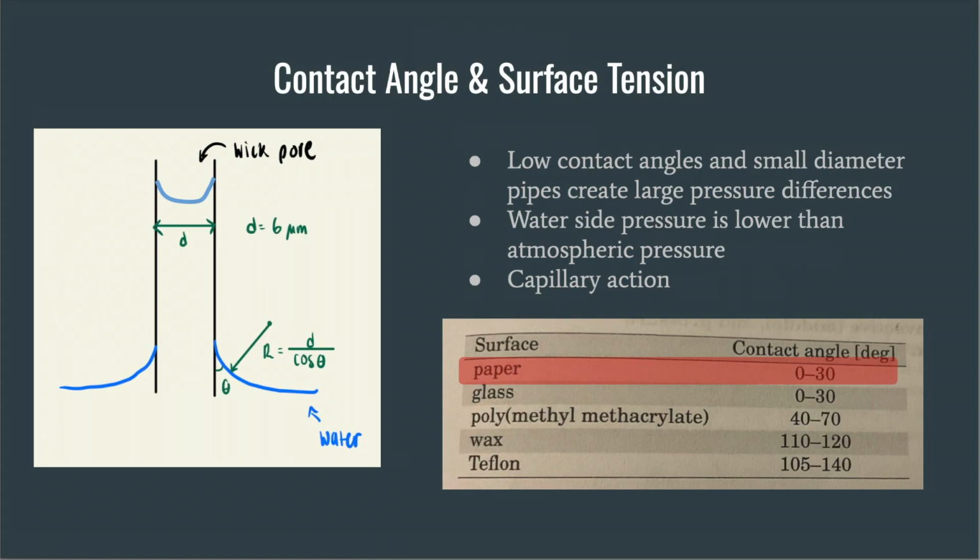The water and air interface creates surface tension, which causes the water to stick to the pore surface. From the diagram, you can see the contact angle the water makes with the surface. Since we estimated the wick material to be paper, we know that the contact angle will be around 30 degrees. Contact angles below 90 degrees cause concave upward curvature of the liquid, which creates a pressure difference where the water side pressure is lower than the atmospheric pressure.